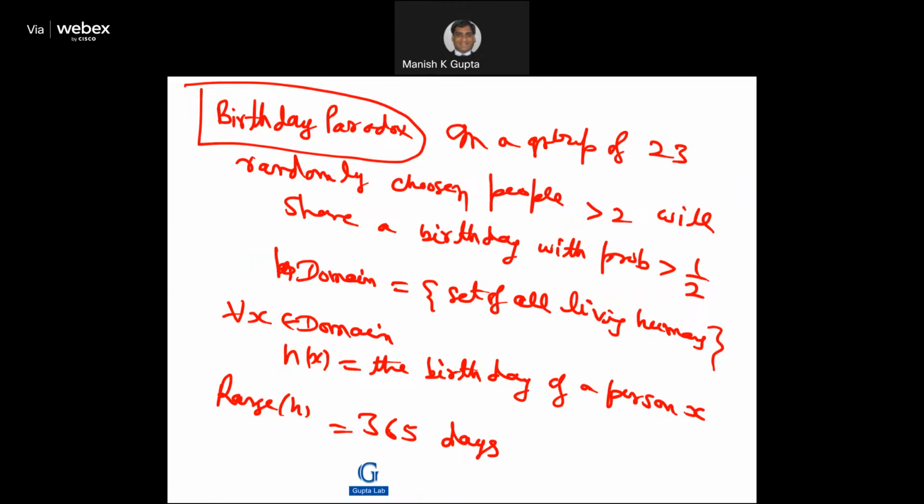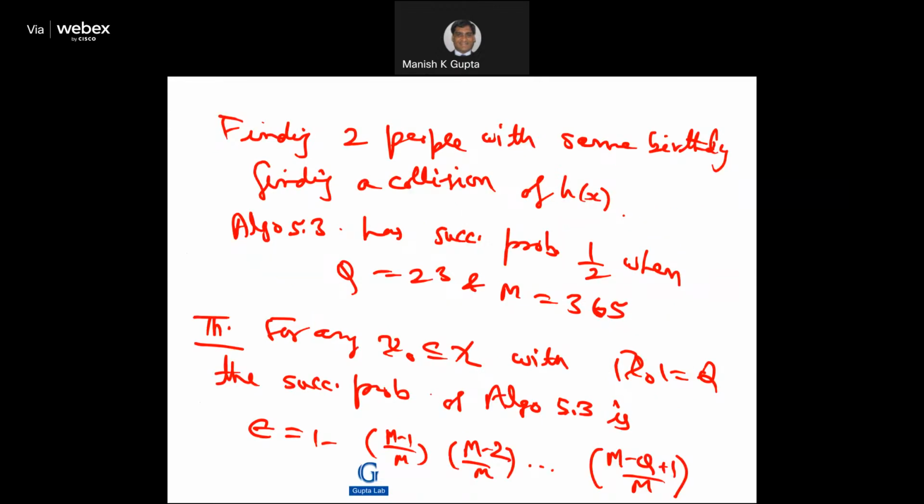So if this is given, I want to find out. Finding 2 people with the same birthday is nothing but finding a collision of h, right? Because h(x) is the birthday. So basically, if you find 2 people with the same birthday, we are actually finding a collision of h. So this algorithm that we have described, algorithm 5.3, has success probability half when q is equal to 23, because we are doing that many queries, and m is 365. So basically, we will be able to solve this.